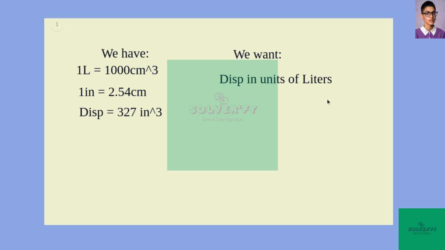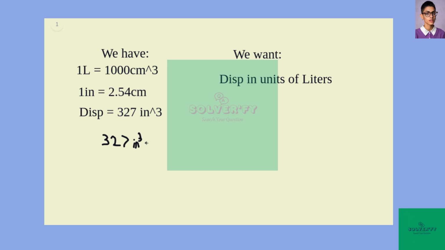So we want liters out. We want that on the end. And we have 327 inches cubed. So let's write that down first. 327 cubic inches. Okay. So now what we're going to do is get this in terms of centimeters cubed. So we're going to leapfrog from inches cubed to centimeters cubed, and then from centimeters cubed to liters.